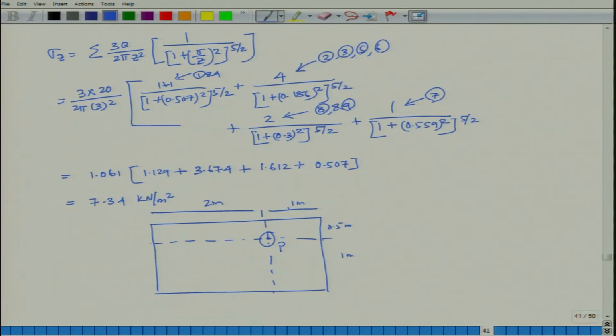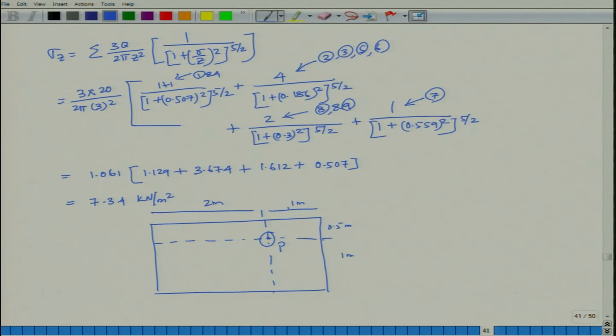What happened? This is your rectangular area, here it is at the corner, again this is your rectangular area, here it is at the corner, and so on for each part. So, you can solve also this way.